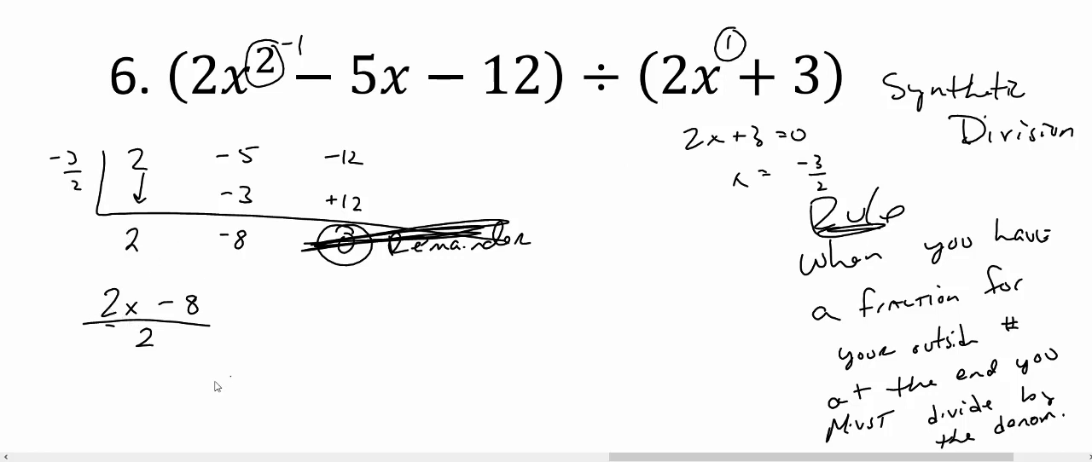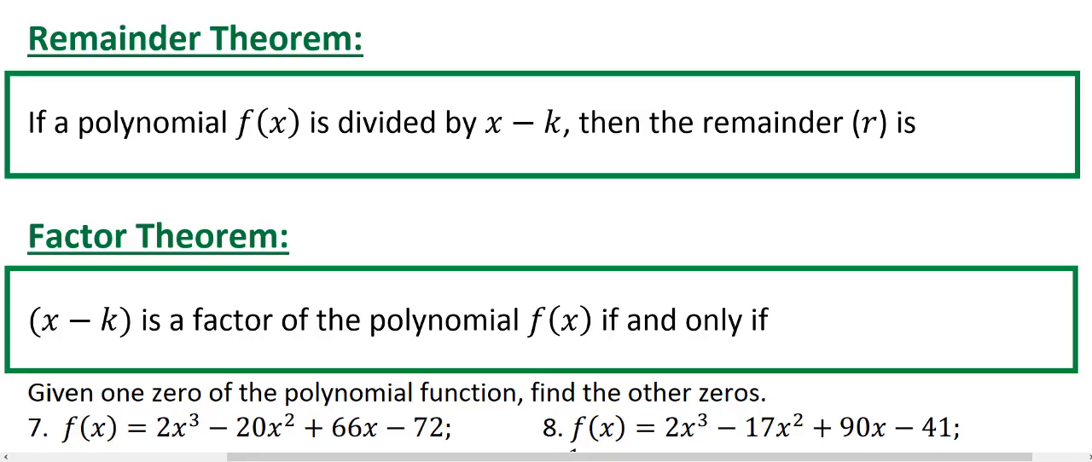So 2 divided by 2 is x. 8 divided by 2 is 4. So x minus 4 is my answer for this problem. That's a rule. You have to do that. That's the only thing about synthetic division that's weird. All right? That's the only thing you've really got to remember. Okay, everything else is pretty self-explanatory, but that's it. Let's go on to the next one.